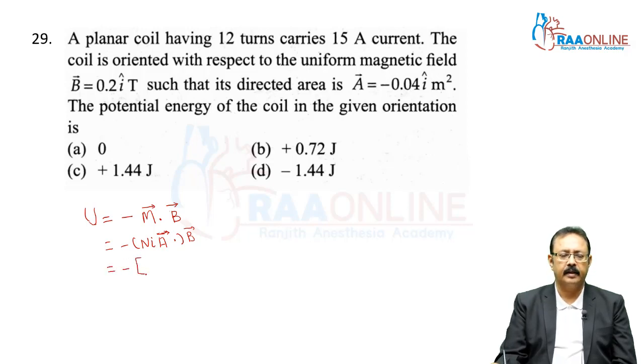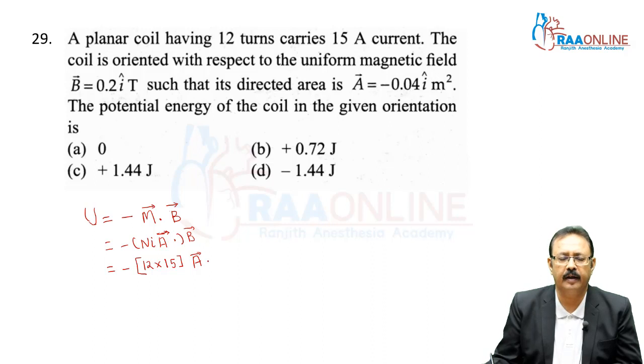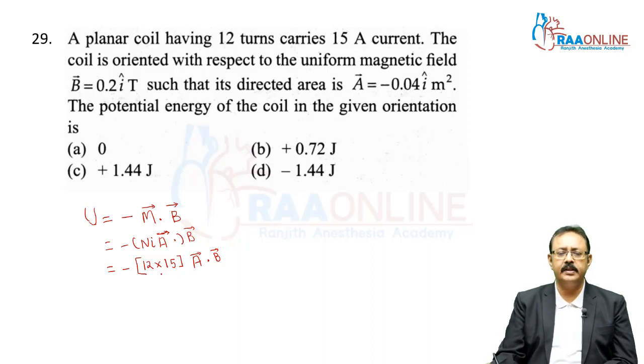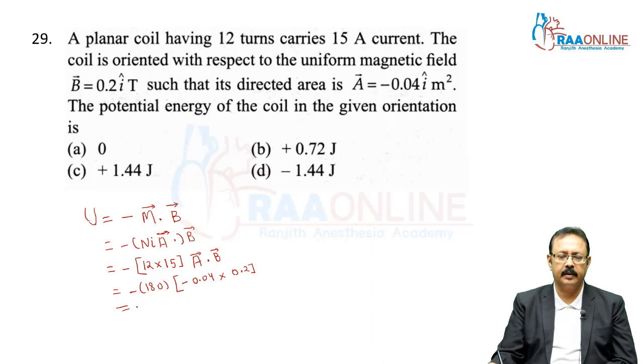So we are getting minus N, number of turns 12, I, what is current, 15 ampere. Now A dot B. What is A dot B? Minus 12 into 15, 180. A is minus 0.04. A dot B means multiply the coefficient of i with the coefficient of i, the coefficient of j with the coefficient of j into 0.2. Minus minus will become plus. So 180 into 4 into 2, 8, 10 to the power minus 3.